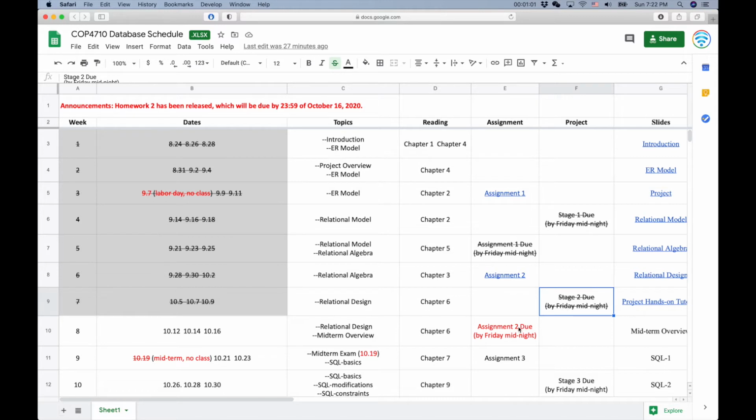And this week, we will have another deadline, which is homework 2, due this Friday. The problems covered in homework 2 are all about the relational design as well as relational algebra. I think you should be able to do most of the questions right now based on what we have covered already. And this week, we plan to finish the relational design, so you should be able to finish this by Friday.